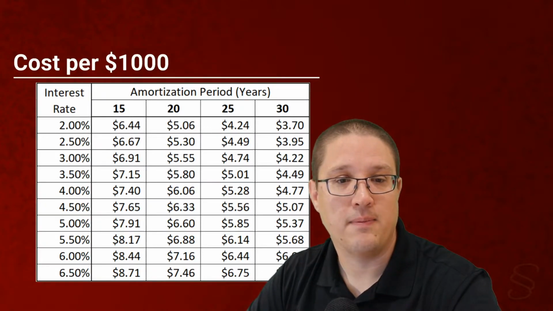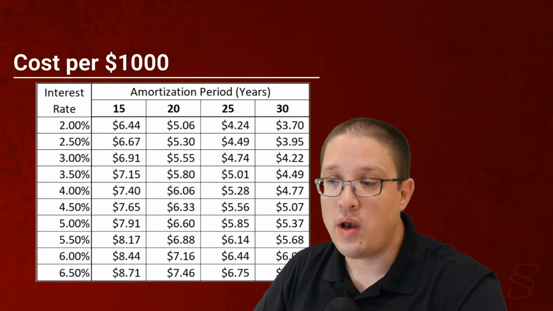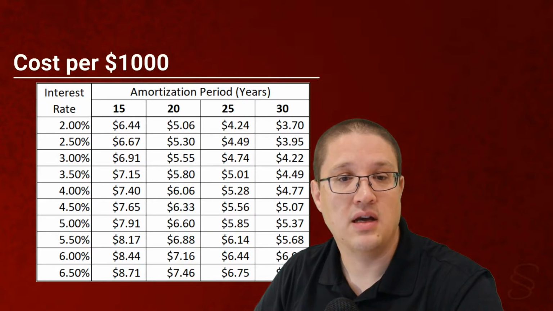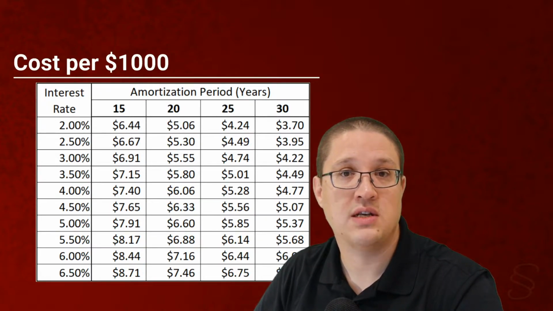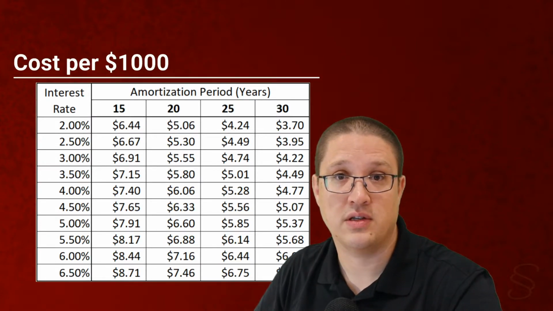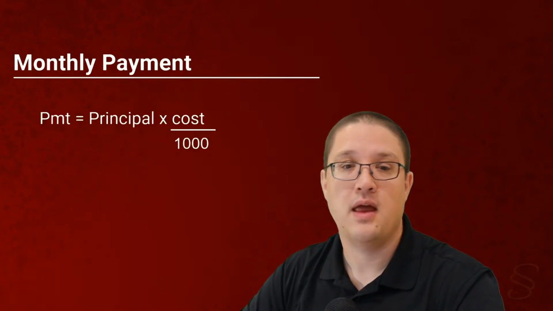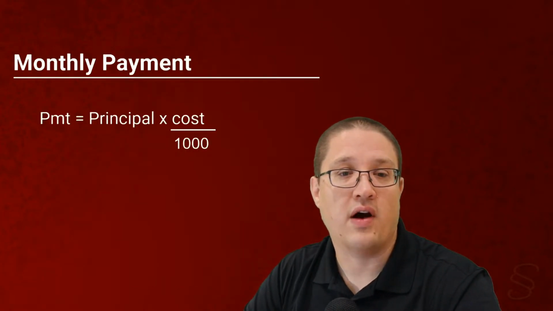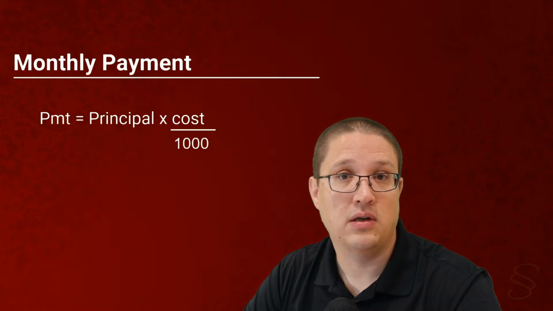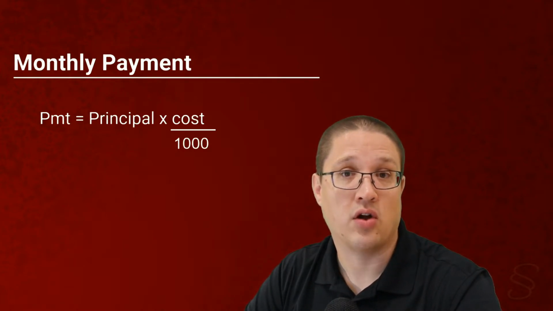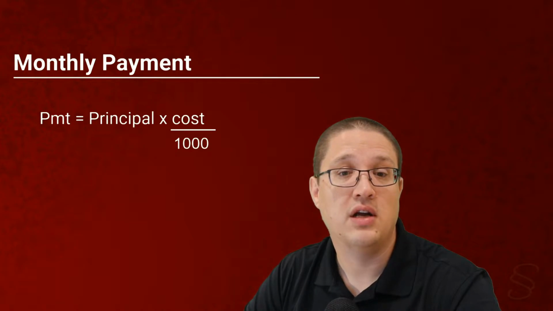So when you're calculating your monthly payment, notice that this chart gives you the cost per 1,000. A reminder, per 1,000 actually means divide by 1,000. The word per is a math word that means divide. So our monthly payment we can find by taking your principal times the cost from that chart divided by 1,000.